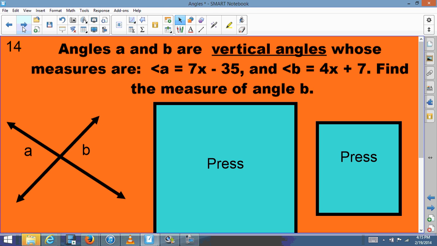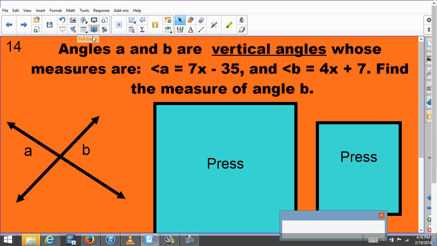Here's a question that you can work on. Measure of angle A and B. Angles A and B are vertical angles whose measures are: angle A is equal to 7x minus 35, angle B is equal to 4x plus 7. Find the measure of angle B. They didn't give us any numbers to deal with like they usually do. That's going to be different.